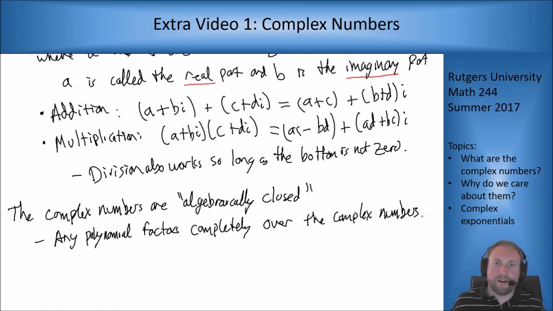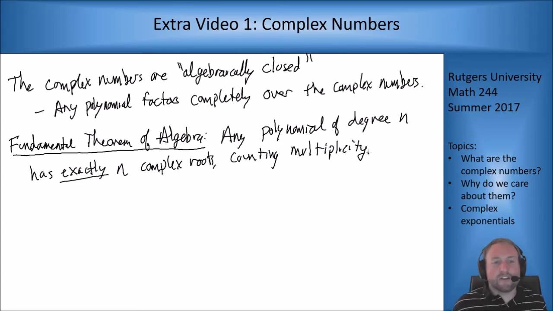So I'm going to write it up there, and then we'll talk about why it's important and why it works for us. So here's the fundamental theorem of algebra. It basically says that any polynomial of degree n, so degree being the highest power that shows up, has exactly n complex roots, counting multiplicity.